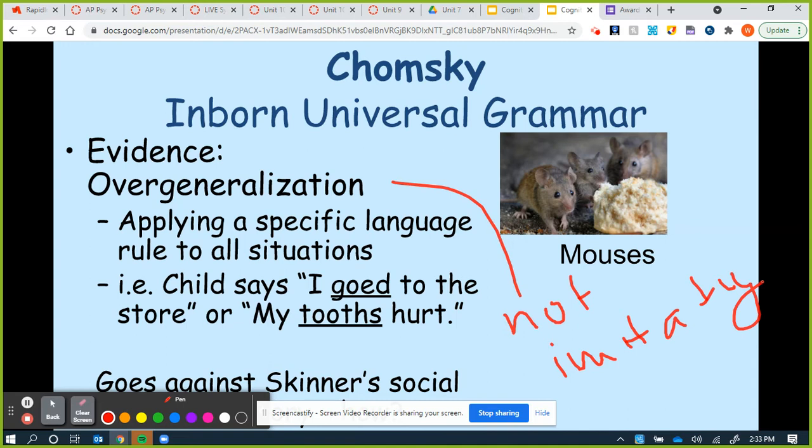They wouldn't say, I goed. They would say, I went. Right? Because that's what adults would say, right? But it's showing that, well, they're not necessarily imitating. They are learning that this is a rule, and then they apply it to everything. They overgeneralize the rule.